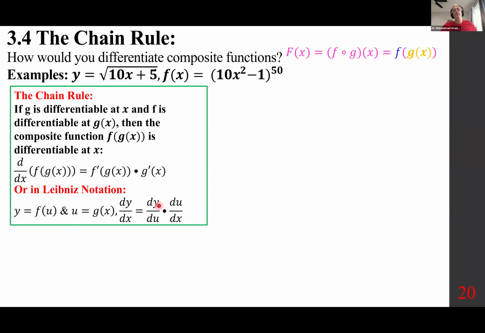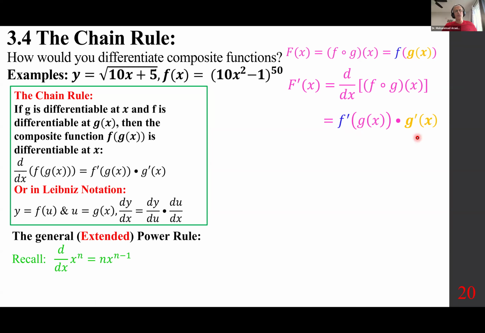So capital F represents the composite function. Its derivative would be f prime of g of x times g prime of x, which means take the derivative of the outer function, the main function, and then multiply by the derivative of the inner function, which is g prime of x.